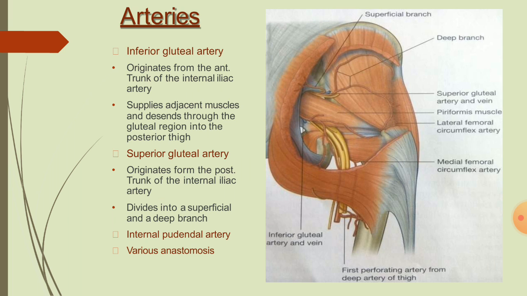Then the arteries which are supplying the gluteal region. Inferior gluteal artery. It originates from the anterior trunk of the internal iliac artery. It supplies adjacent muscles and descends through the gluteal region into the posterior thigh. Superior gluteal artery. It originates from the posterior trunk of the internal iliac artery. It divides into superficial and the deep branch. Then we have internal pudendal artery which is also supplying our gluteal region.